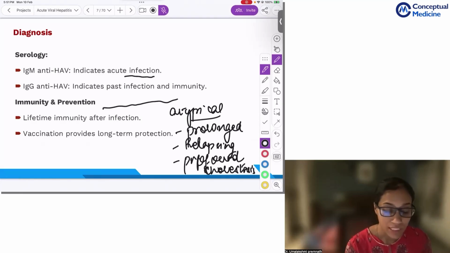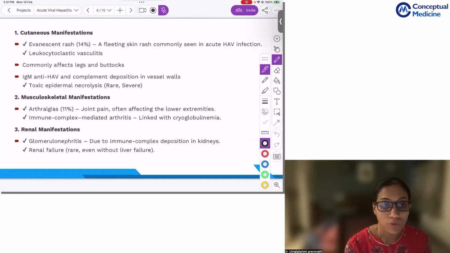Okay. Vaccination provides long-term immunity. You have vaccinations available, monovalent vaccines as well as divalent. Divalent is with the hepatitis B vaccine also, Twinrix. Okay, so we'll be coming to that.